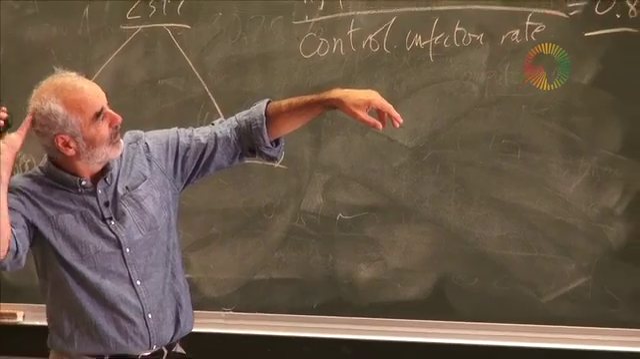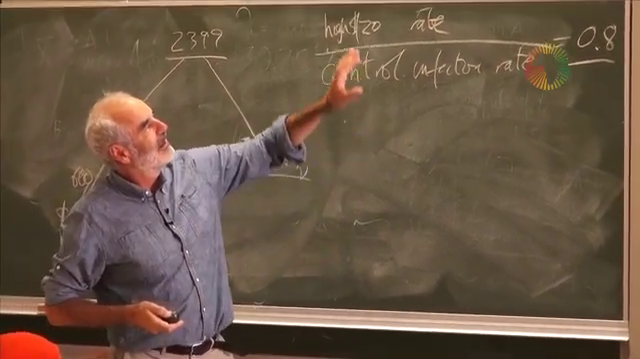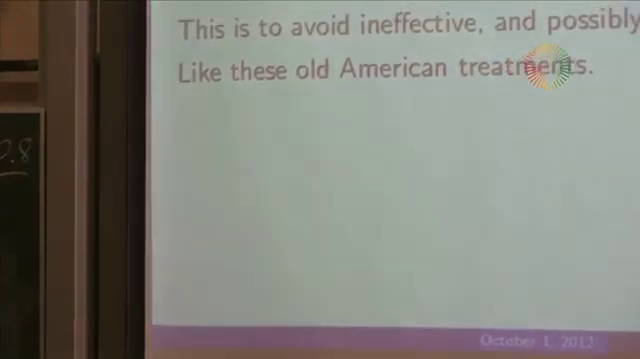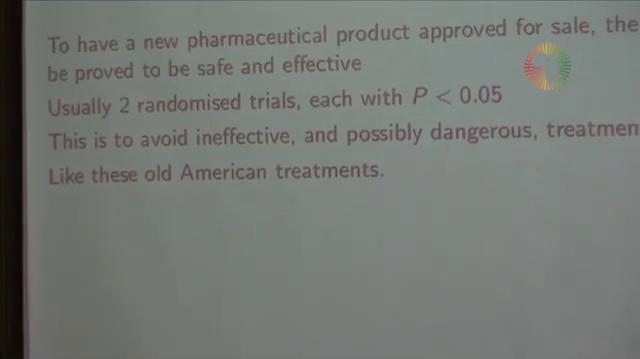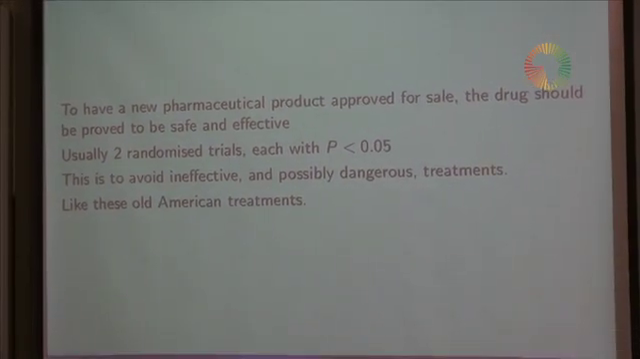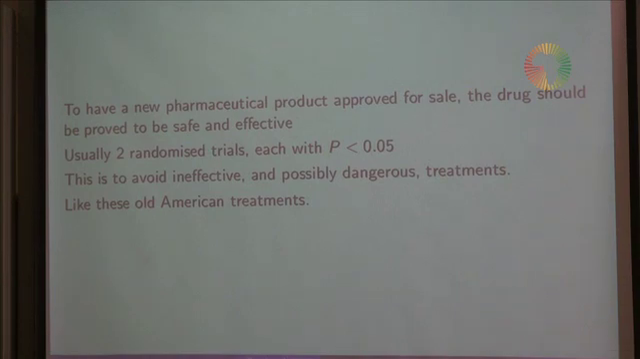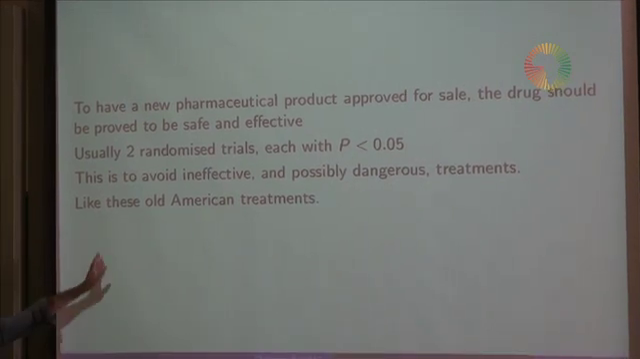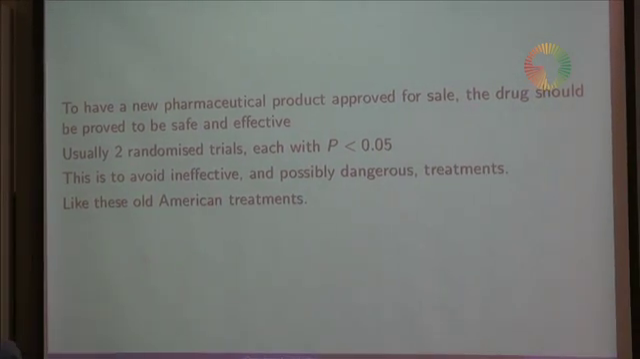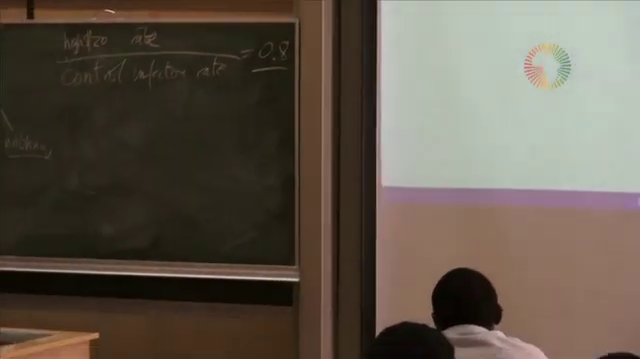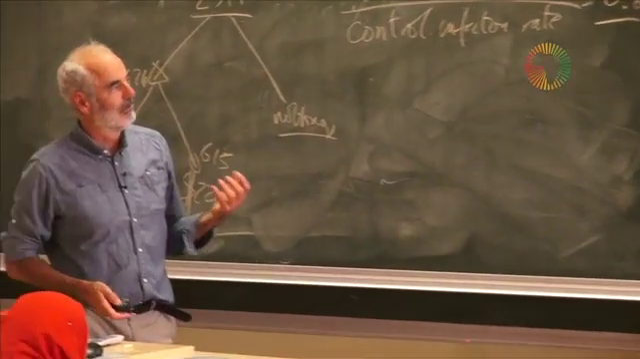Just to finish off with a bit of a joke. Randomized trials: for a new pharmaceutical product to be approved for sale, the drug should be proved to be safe and effective. And that usually involves 2 randomized trials, each with p less than 0.05. So to get drugs approved for sale, and that's to avoid ineffective and possibly dangerous treatments, because in the past, all sorts of medicines were licensed without proper statistical analysis.